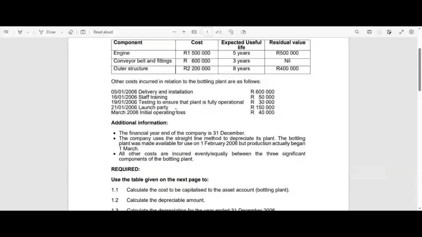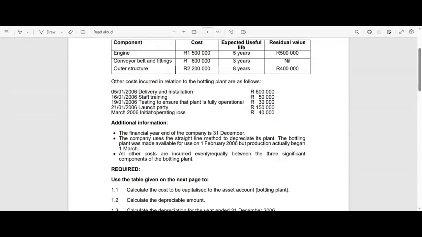Launch party. So on the 21st of January 2006, we had a nice bash. We had a party. We celebrated this new plant. It's going to make our company more wealthy, and in turn, our salaries will be raised, hopefully. So we are very happy about this new venture. So we have a party.